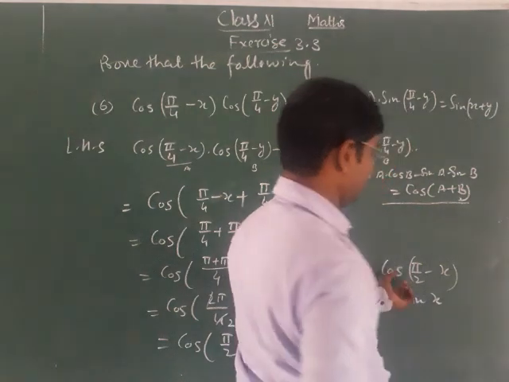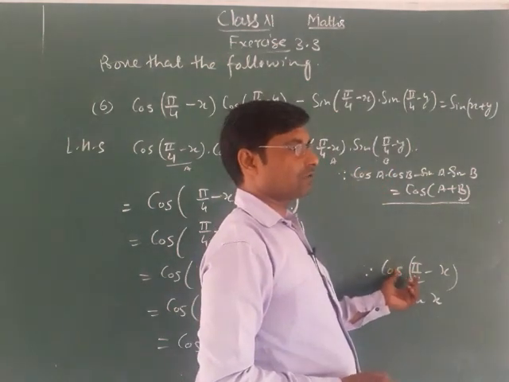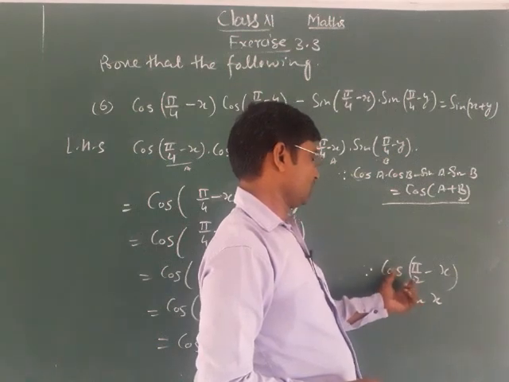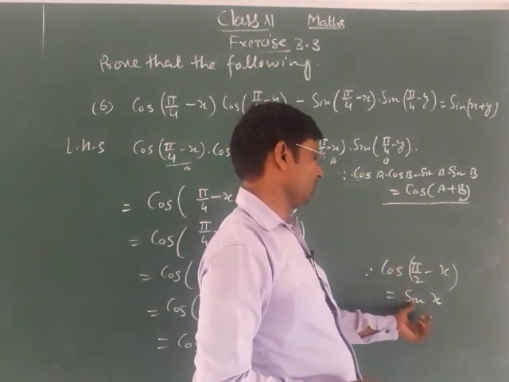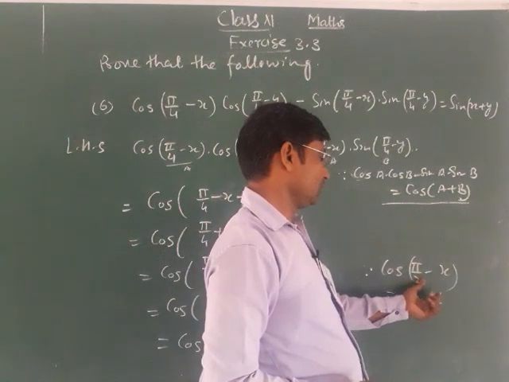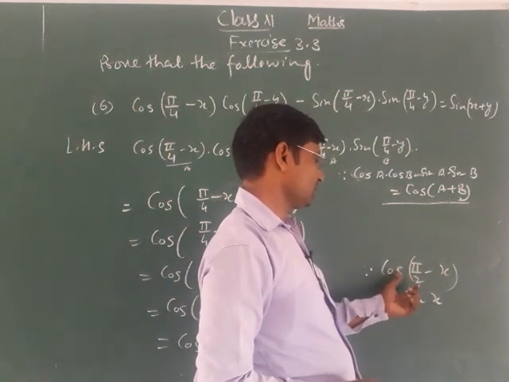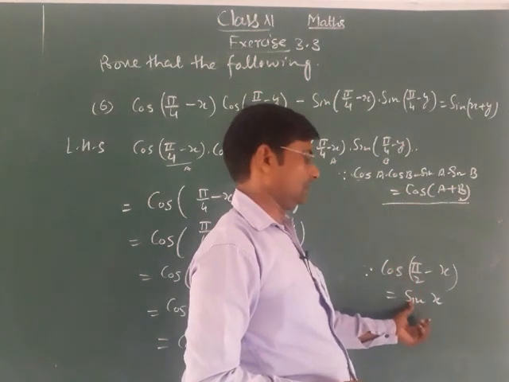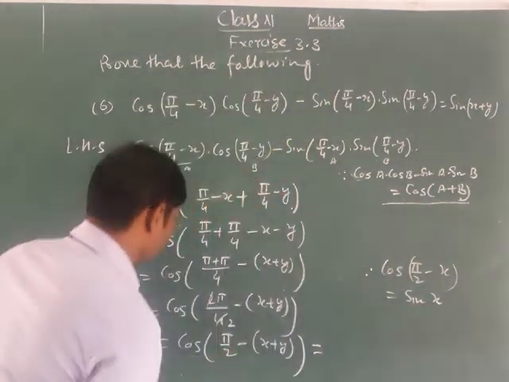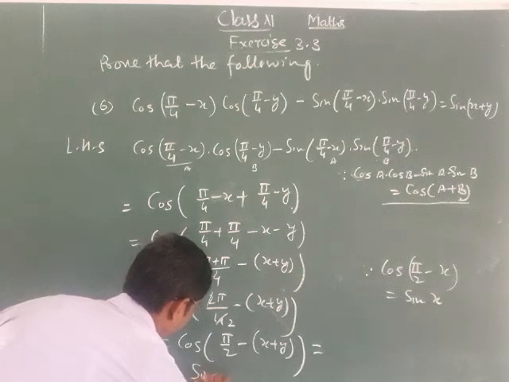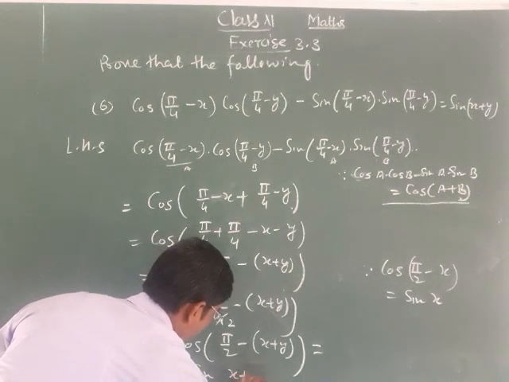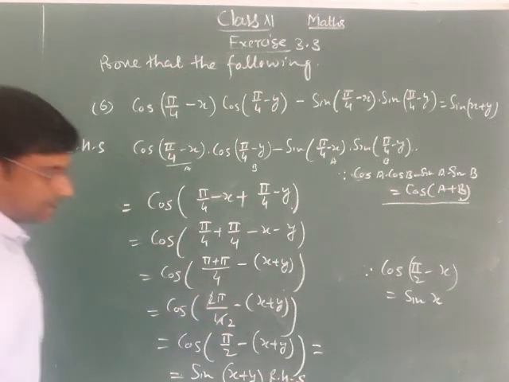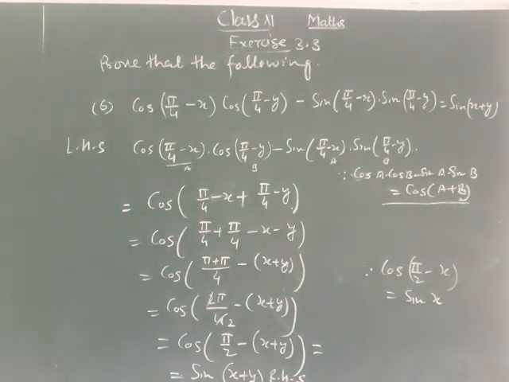It lies in the first quadrant, so all values are positive, so cos is a positive value. Since it is π/2, the ratio changes from cos to sin. So cos changes into sin, so we get sin(x + y). This is the RHS. Proved.